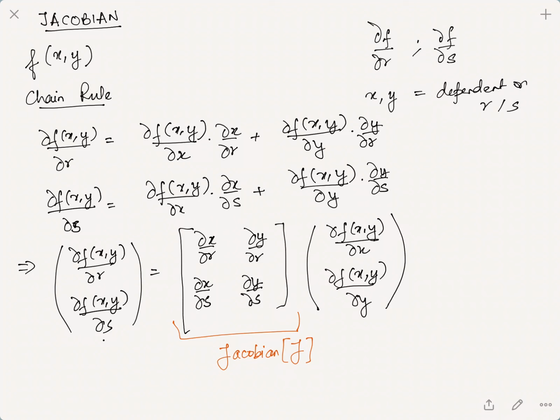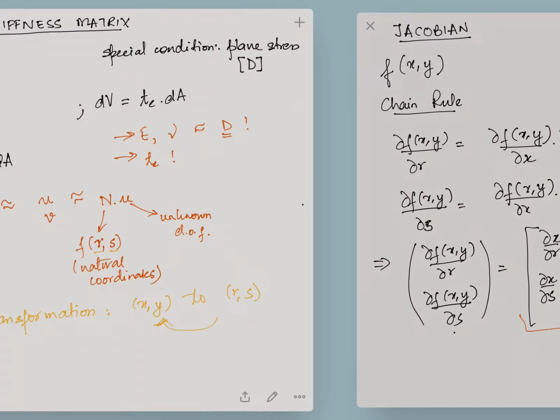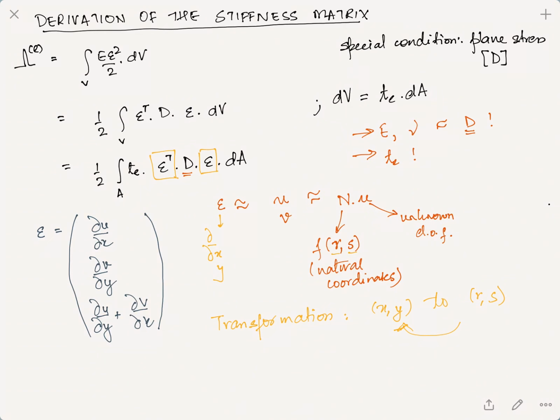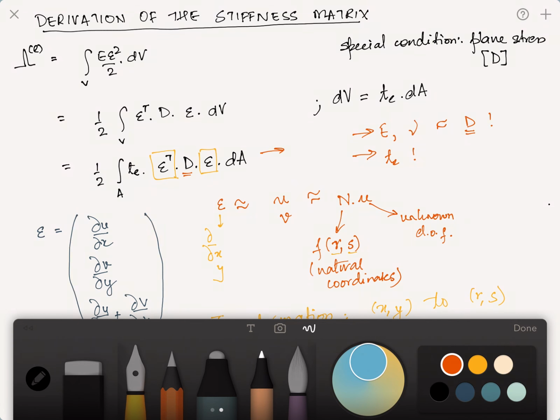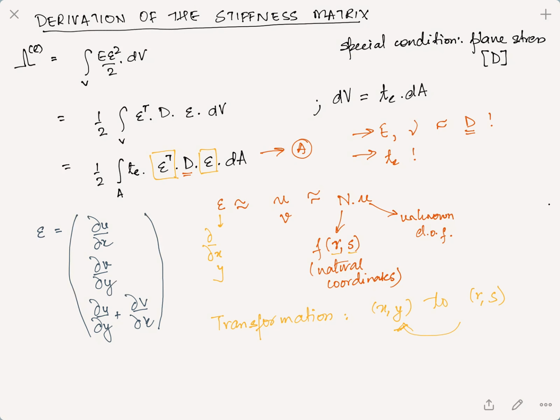Okay, now we will keep this part for later, and we will go on further by going back to the stiffness matrix derivation that we stopped at here. I'm going to call this equation capital A, and now I want to get back to equation A, where I can start substituting the strain value.